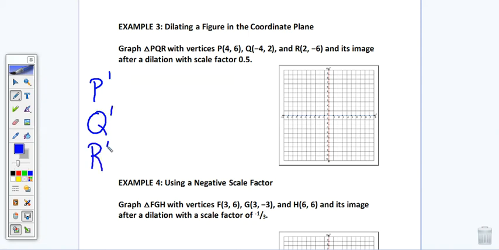Does it say anything about center in this? No. So assume what? 0, 0. Okay.